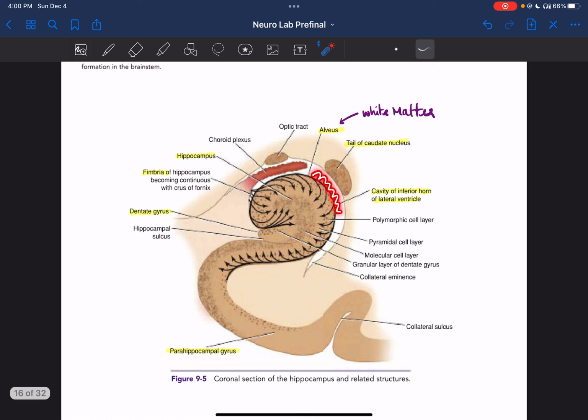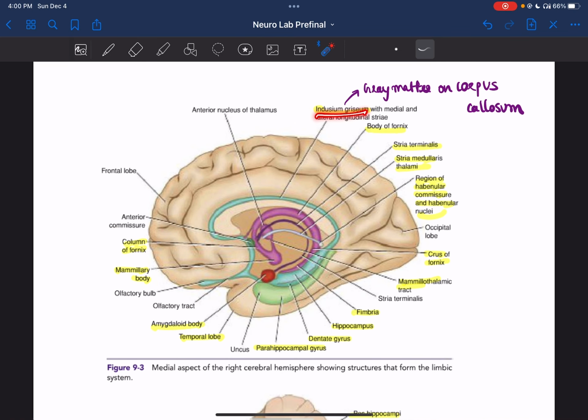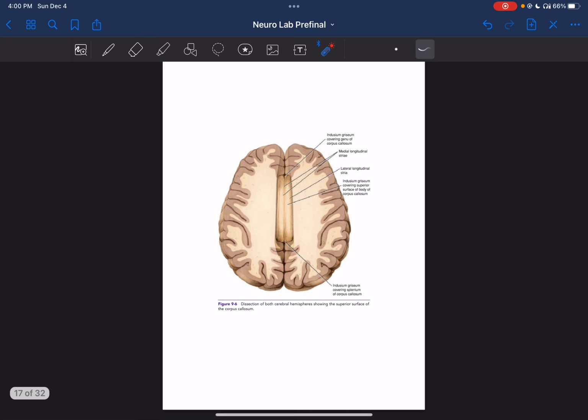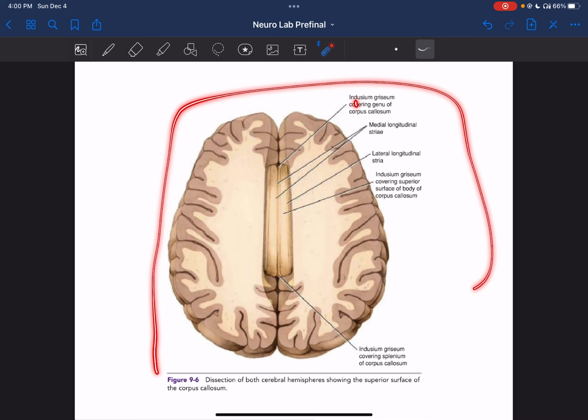Now, the major fact that you must remember is that alveus is a white matter fiber, whereas the indusium griseum is a gray matter covering on the corpus callosum. So this is another diagram that you can refer to, the transverse section. You can see the indusium griseum on top of the corpus callosum.